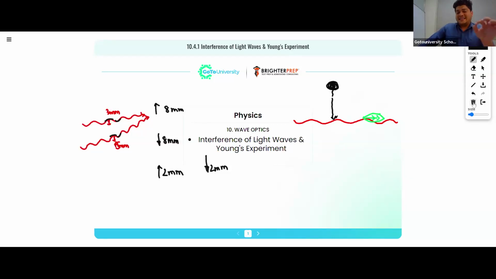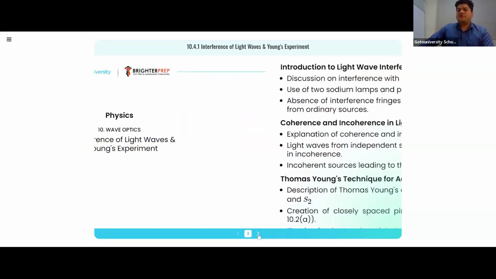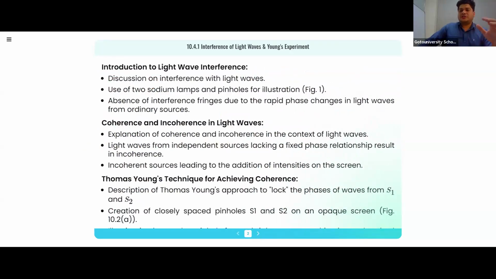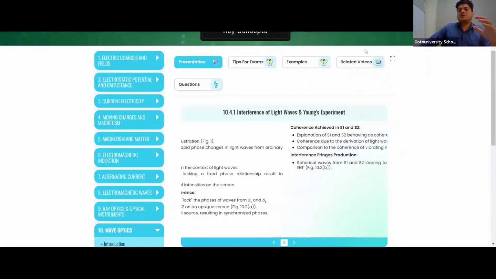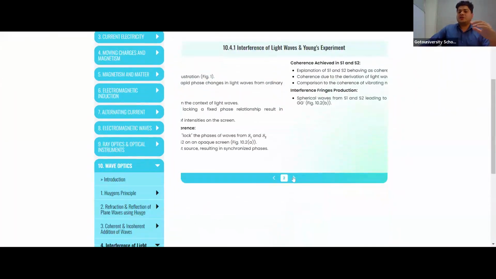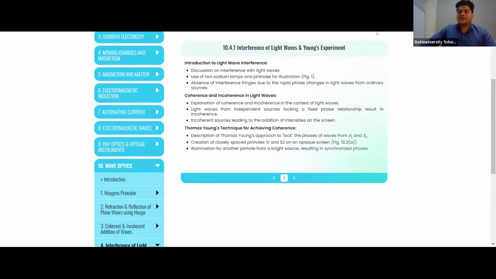Okay, the same thing, interference, is happening somewhere. Before proceeding to the interference experiment, just understand one more story. This story is an actual story of the great scientist Young Thomson. Who was Young Thomson? He was a great physicist.